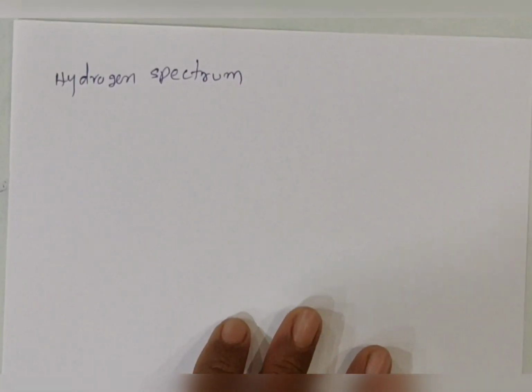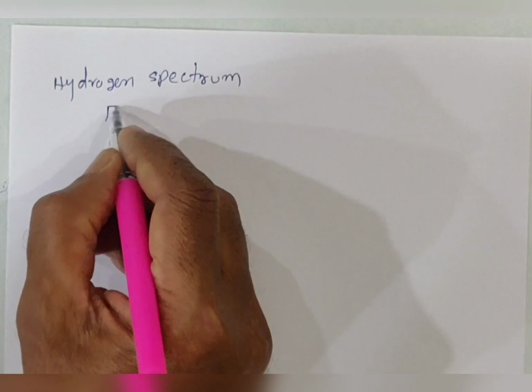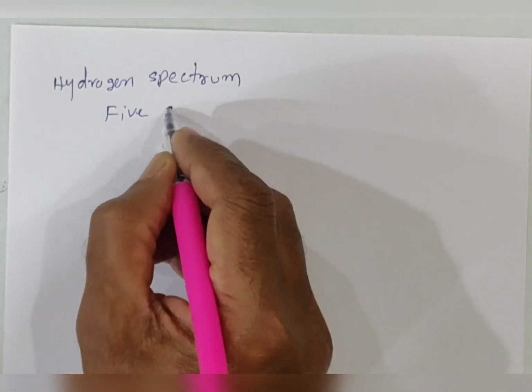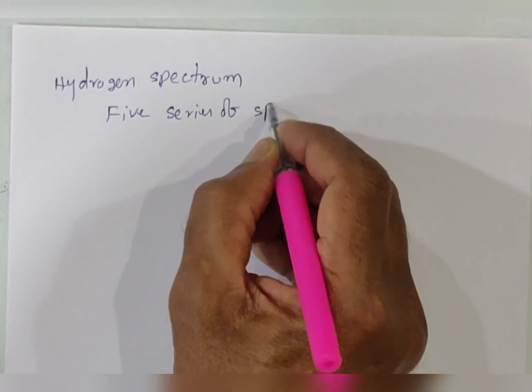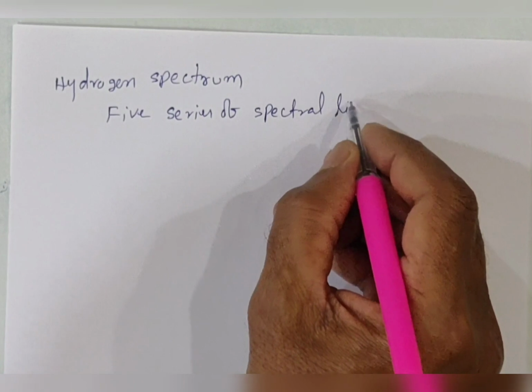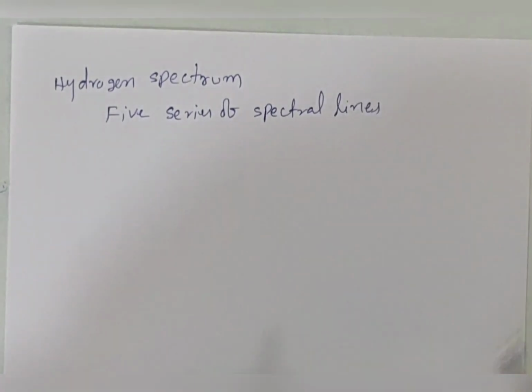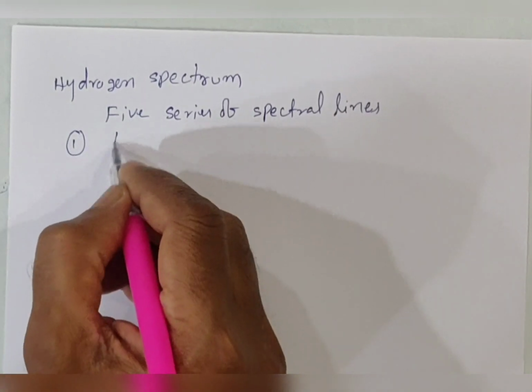Hydrogen spectrum. It has 5 series of spectral lines in various regions. The first one is the Lyman series.